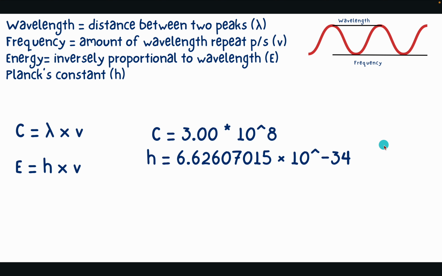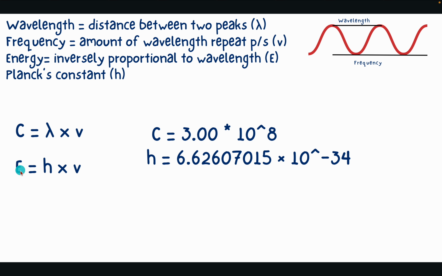Okay, let's discuss more about electromagnetic waves. So these are some formulas that you're gonna have to know for Mr. X's test. So c equals lambda times nu. c is the speed of light, which is here. Lambda is the wavelength that will be given to you. Nu is the frequency. So the speed of light equals wavelength times frequency.